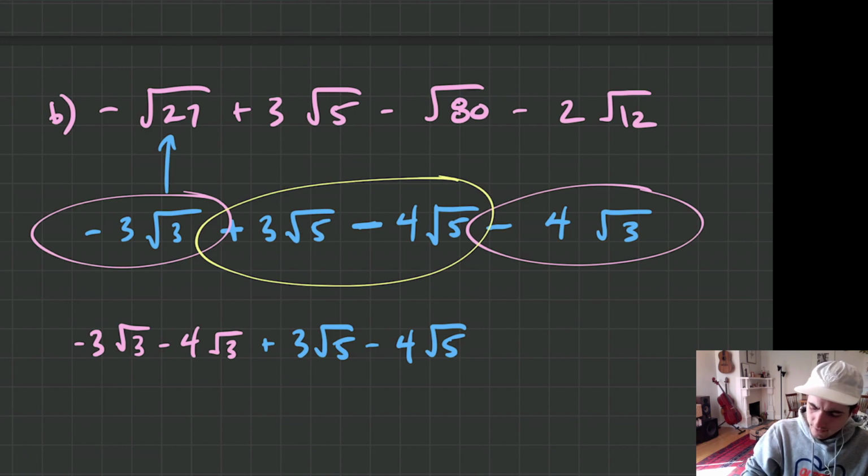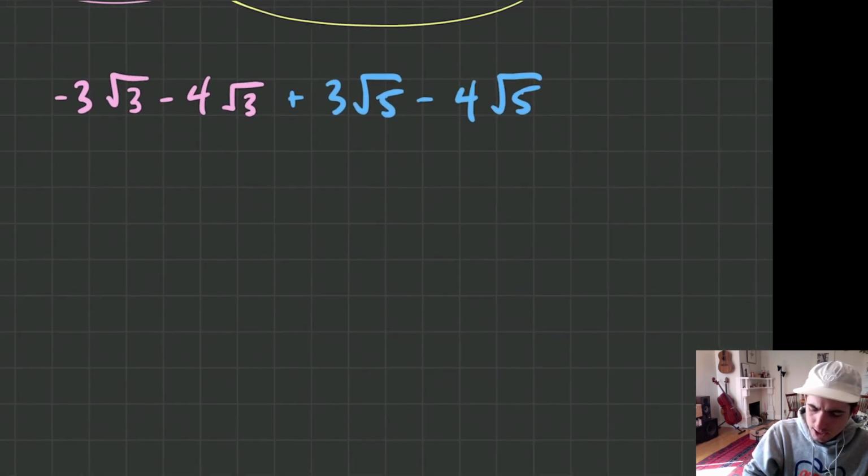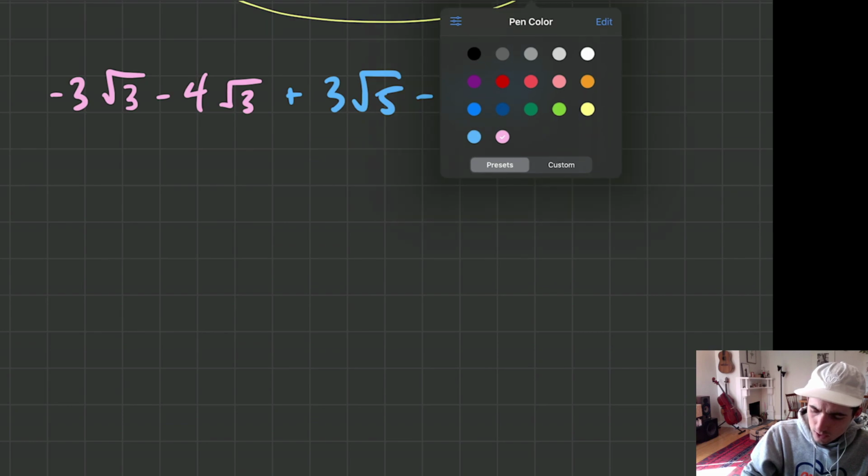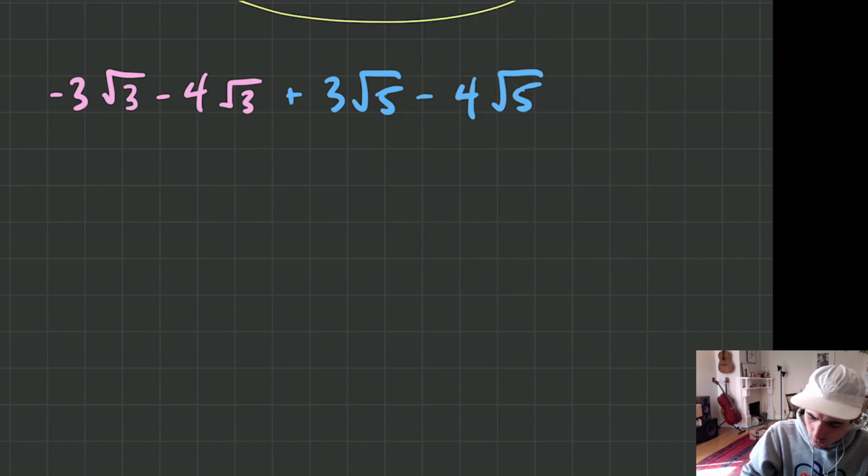Now, we have to think of these kind of like terms, just like we would in algebra. What I mean by that is these square roots of 5, these are like terms right here.